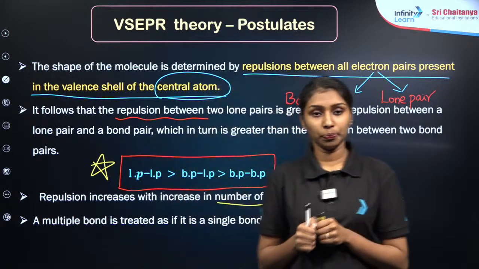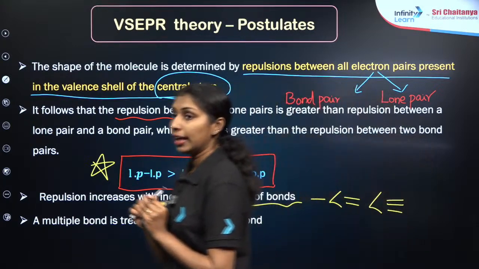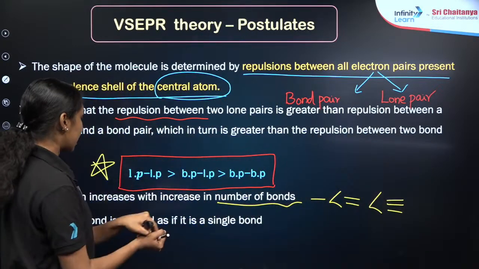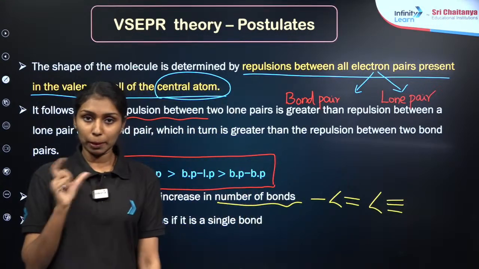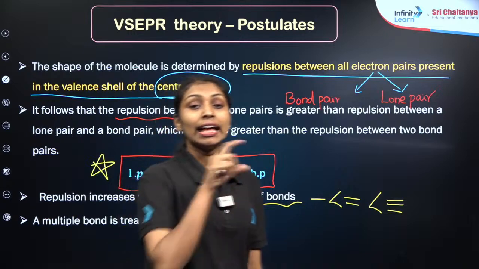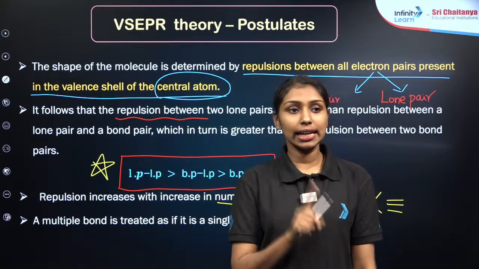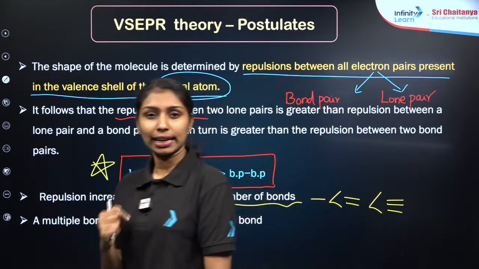Repulsion will be more. Then, in order to simplify this law or theory, if any molecule contains multiple bonds, which means double or triple bond, we will consider this bond as a single electron pair or single bond, right? Clear?